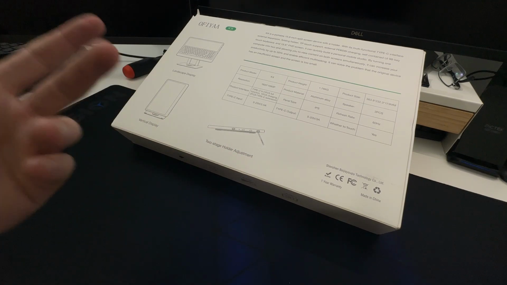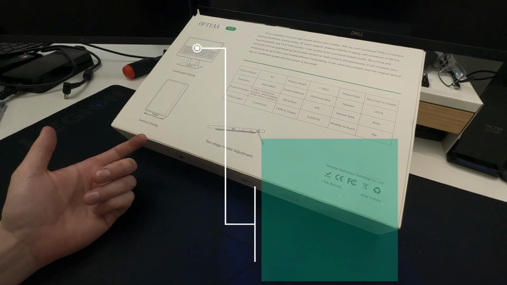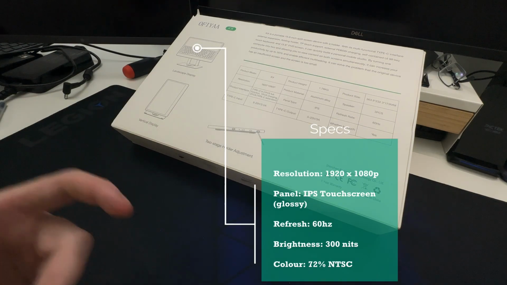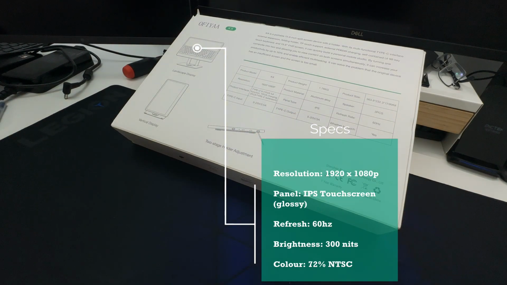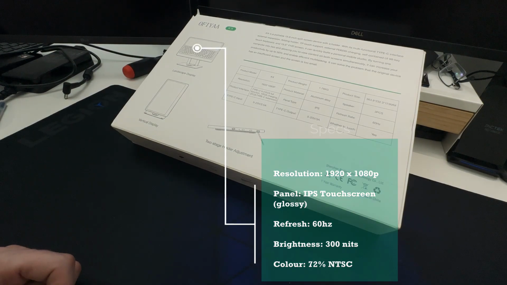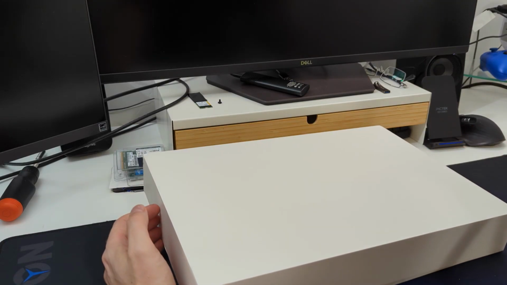The specs on this are pretty respectable from what I can tell. It's a 1080p monitor, IPS screen. You're going to have a 60 hertz refresh rate. It's a 300 nit screen. Apparently it has 72% NTSC for color, which is actually pretty good, to be honest. That'll be very good overall, so there should be good colors on this.